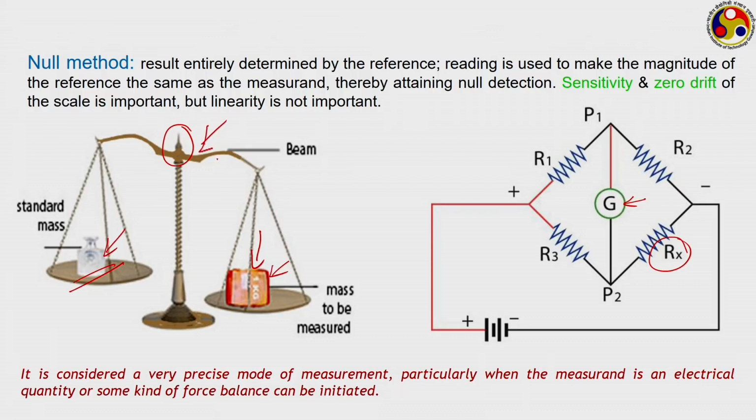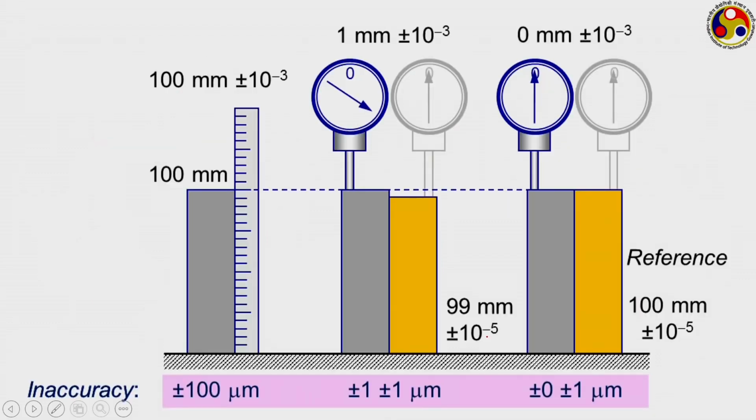Like in this case we are doing a force balance, and here we are measuring an electrical quantity using the galvanometer. An example: here we are trying to measure the length of a bar which is supposed to be 100 mm. In the first case, we are taking it in contact with a scale, and the deflection of the scale is giving you the measurement.